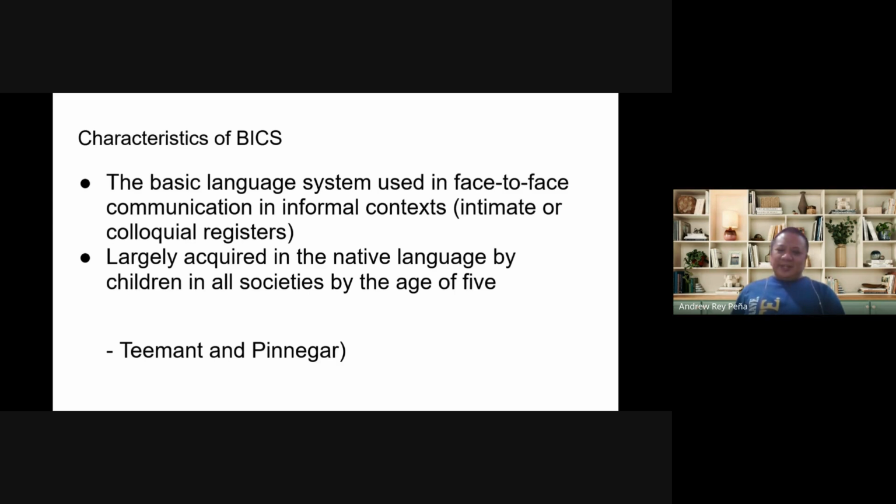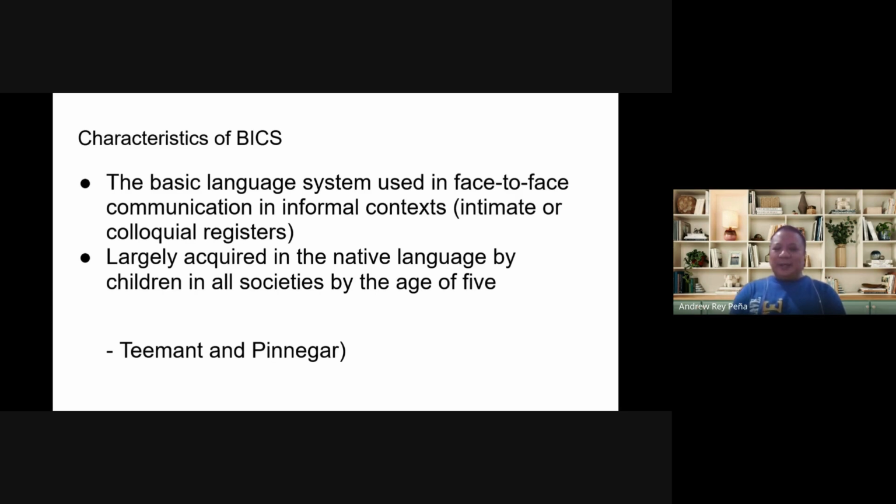And BICS is largely acquired in the native language by children in all societies by the age of 5. So basic interpersonal communication skills are acquired by children right from their birth, all the way until around 5 years old. They've already grasped a good amount of language that they can use for natural communication.